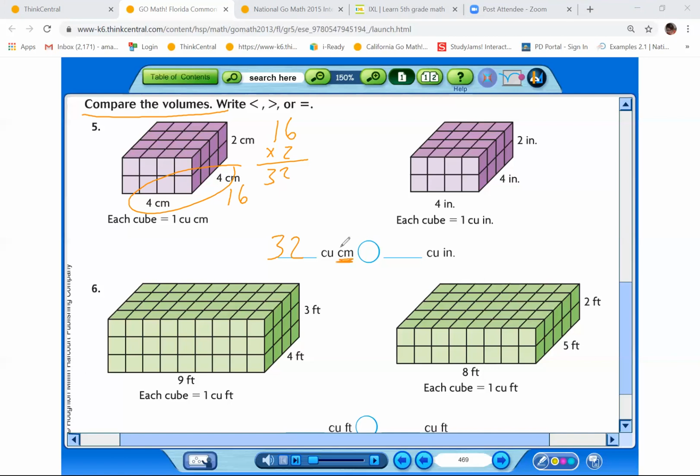That's an important clue. And this one, I've got 16. Oh, look, it's the same numbers. I don't have to do the math. 32 cubic inches. Well, if I'm comparing a centimeter and an inch, I know that an inch is bigger. So since the numbers are the same, the inches are going to be bigger, greater.